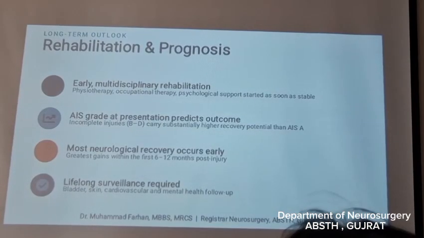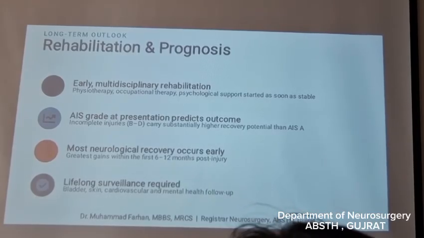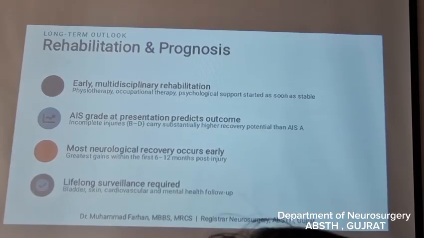Then after the acute management, rehabilitation and prognosis: it involves multidisciplinary rehabilitation, such as physiotherapy, occupational therapy, and psychological support, which should be started as early as possible. Grade at presentation predicts outcome. Incomplete injuries can usually recover, but complete cord injuries usually have a poor prognosis. Most neurological recovery occurs early, within 6 to 12 months, and lifelong surveillance is required for cardiovascular, mental health, and bladder, bowel, or skin problems after spinal cord injuries.